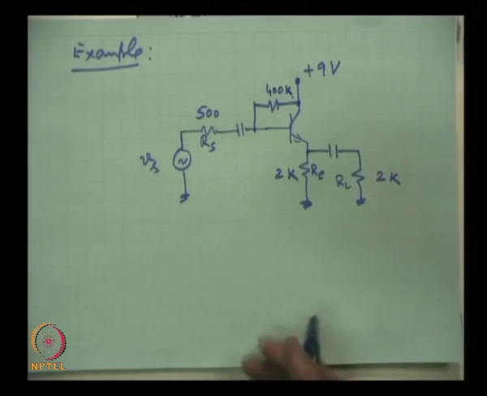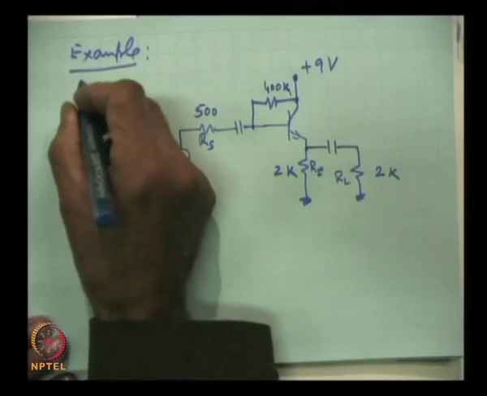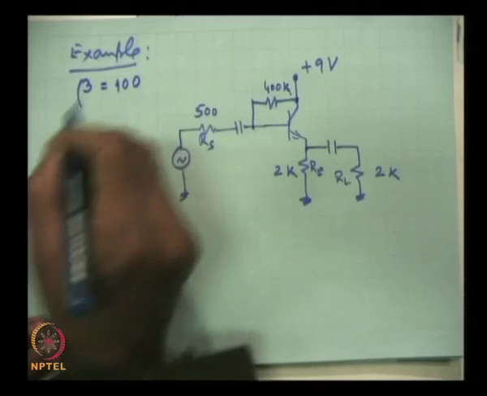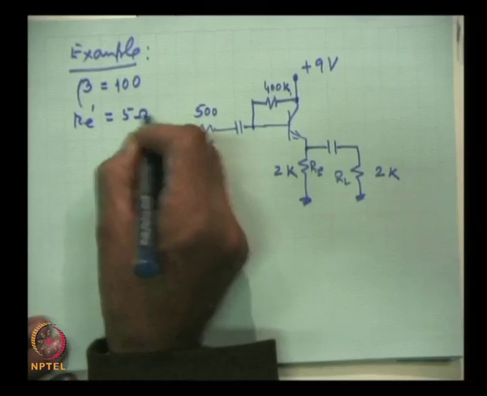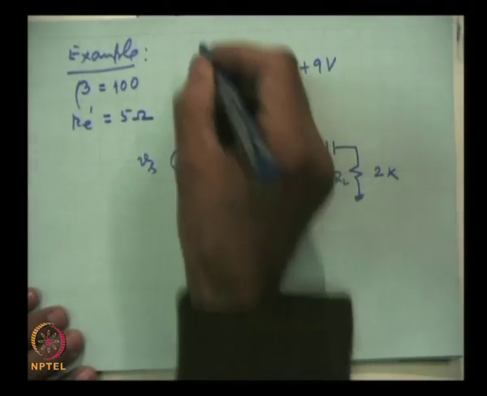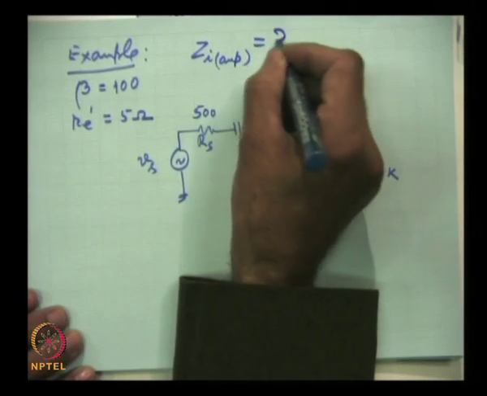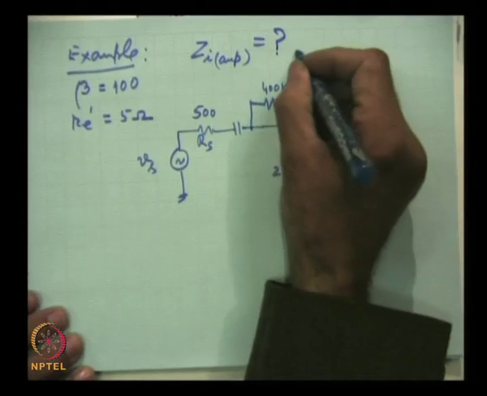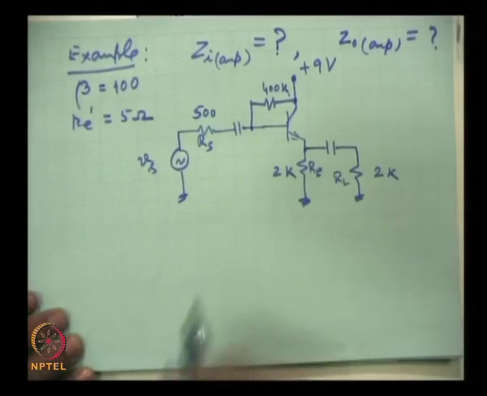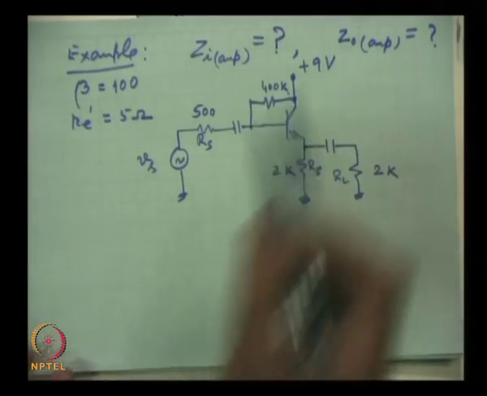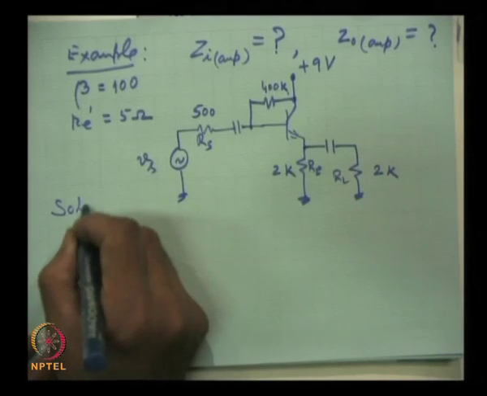This is the circuit, and it is given for this amplifier, the transistor, beta is given as 100 and Re prime is given as 5 ohms, and we have to find out the input impedance Zi of the amplifier, this is to be calculated, and also Z out of the amplifier, this is to be calculated. So, we have to find out these two impedances in this circuit. Now, see, this is the solution.